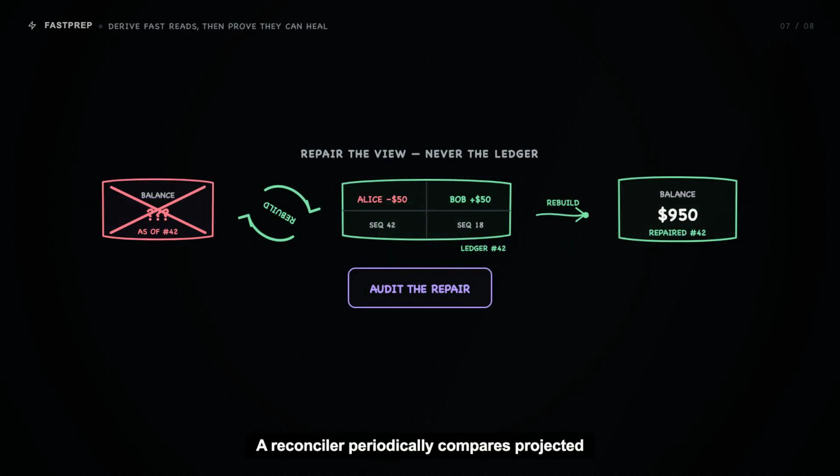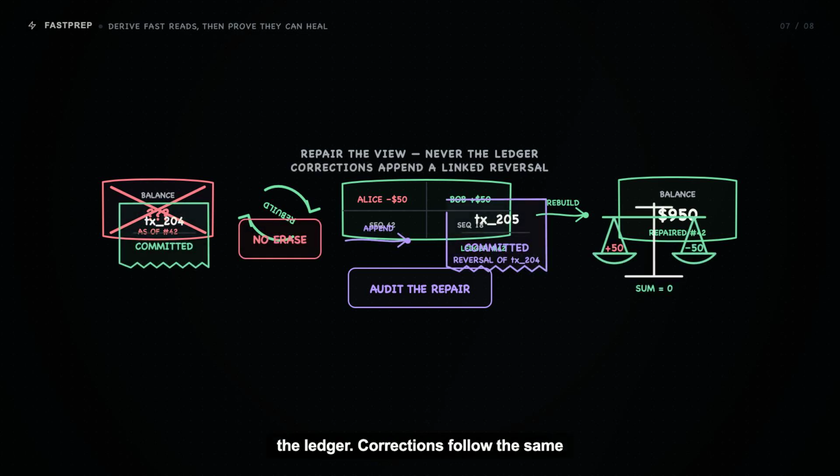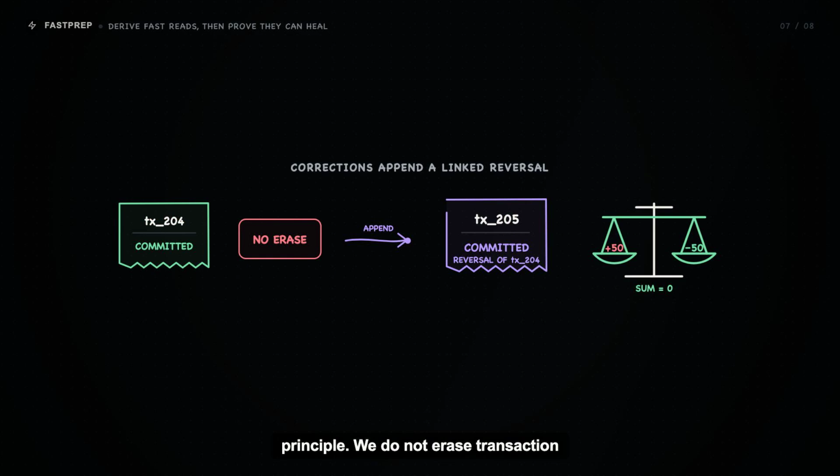A reconciler periodically compares projected balances with the sum of immutable entries. If a projection is missing or wrong, it records an audit event and rebuilds from a trusted position. It repairs the view, never the ledger. Corrections follow the same principle. We do not erase transaction 204. We append transaction 205, a balanced reversal linked to the original. The full history remains explainable 7 years later.